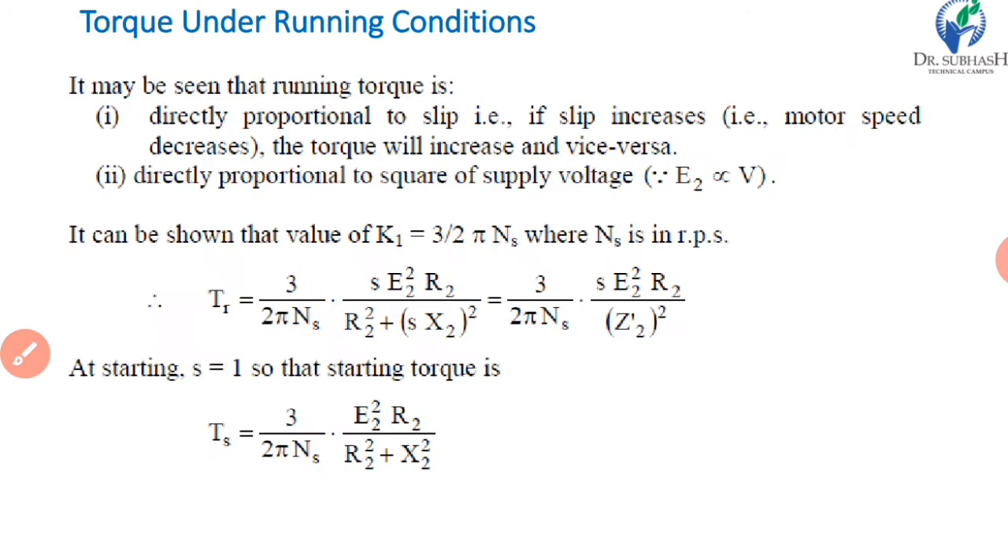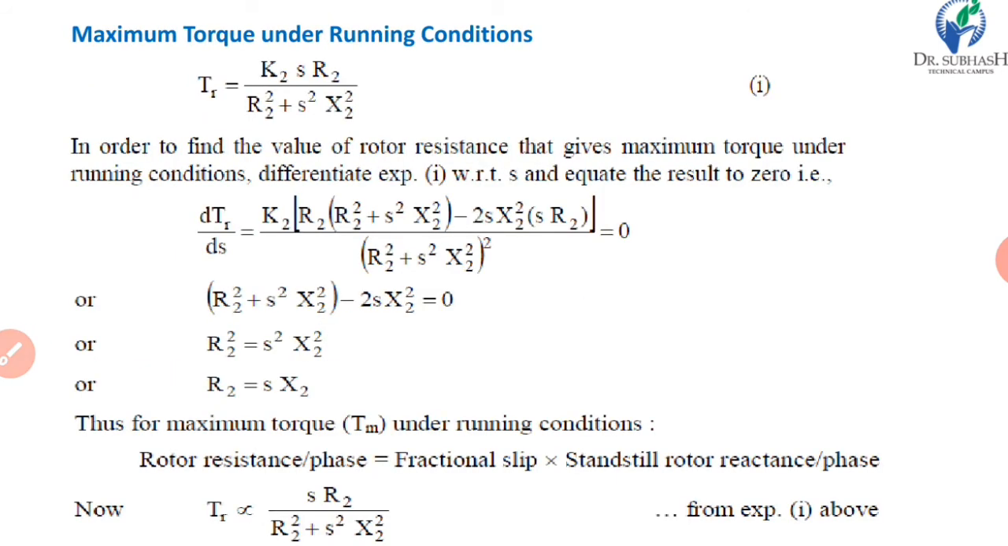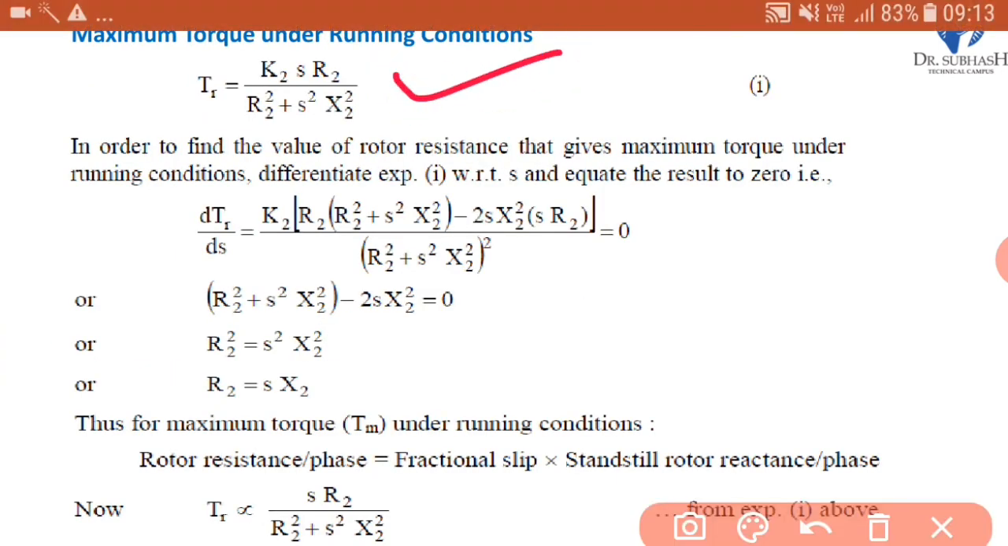So this is the formula for running torque. TR is equal to K2 into S into R2 upon R2 square plus S square into X2 square. In order to find the value of rotor resistance that gives maximum torque under running conditions, differentiate the above equation with respect to S and equate the result to 0.